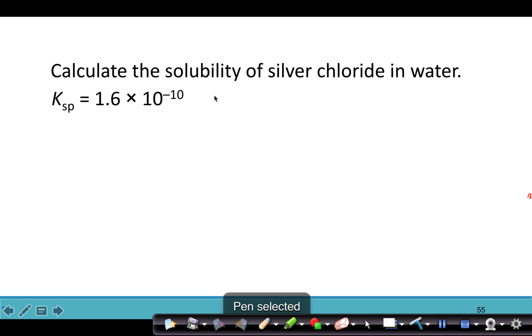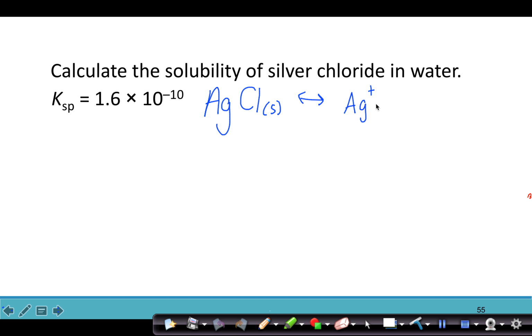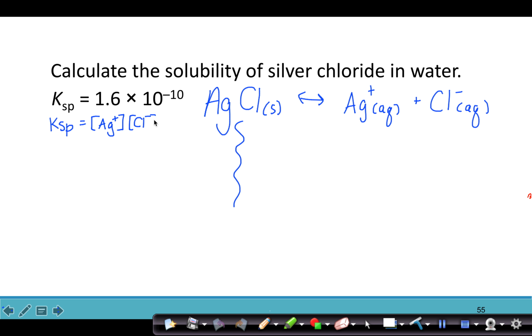But first we need to remember that Ag has a +1 and Cl has a -1. So when silver chloride goes into water, it makes Ag plus aqueous and Cl minus aqueous. Since this is a solid, it drops out. The Ksp equals Ag plus times Cl minus. They're coefficients of 1, so the exponents are 1 also.